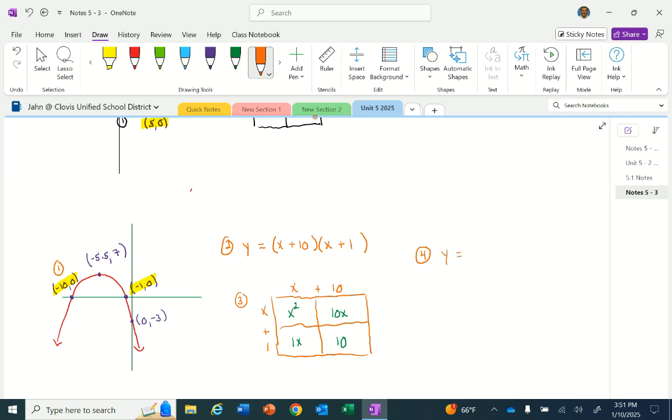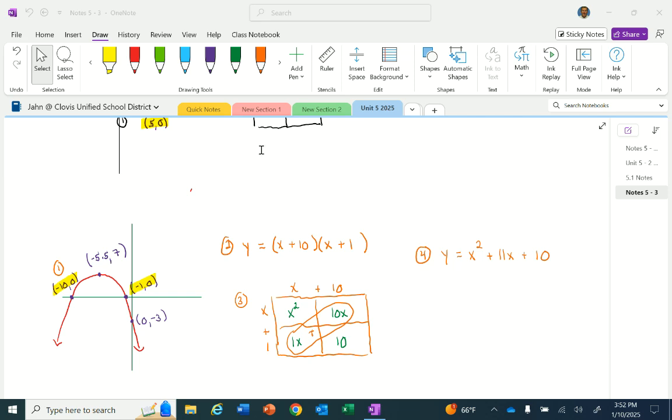Y equals x squared. Then I'm going to combine the 1x with the 10x by adding them, plus 11x, plus 10. And what do you know? I have an equation. That's a quadratic equation.